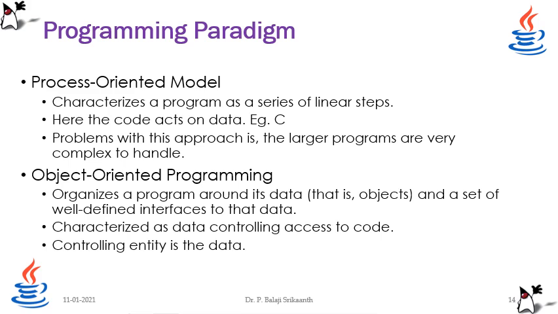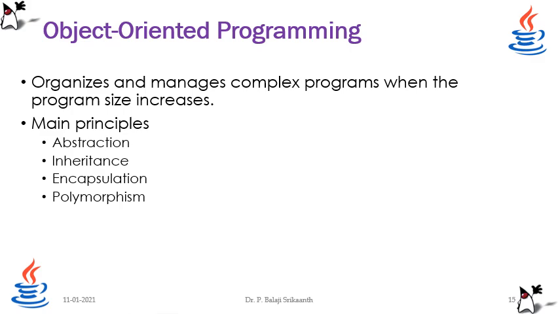Whereas in the case of the object-oriented programming paradigm, it's not so. This OOPS paradigm organizes the program around its data, that is objects, and a set of well-defined interfaces to access those data. It is characterized as the data controlling the access to the code. In fact, the data is controlling which code is to be accessed and which code should not be accessed. Here the controlling entity is the data.